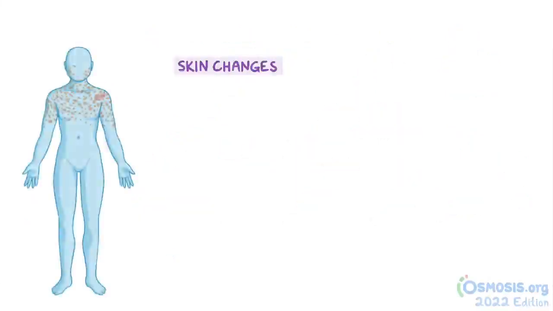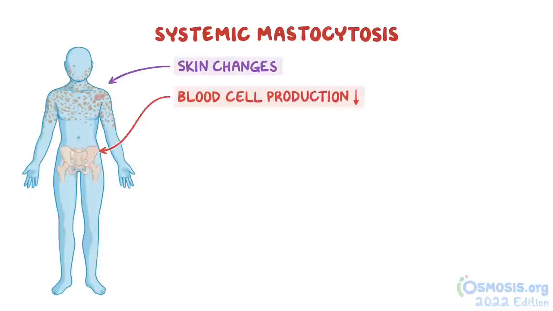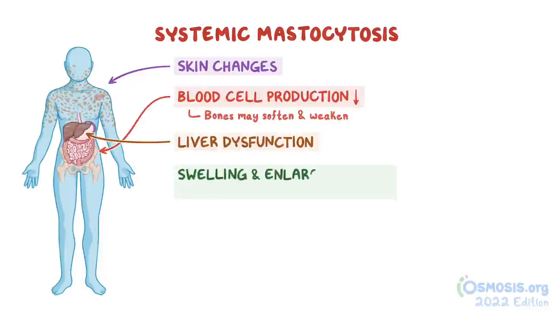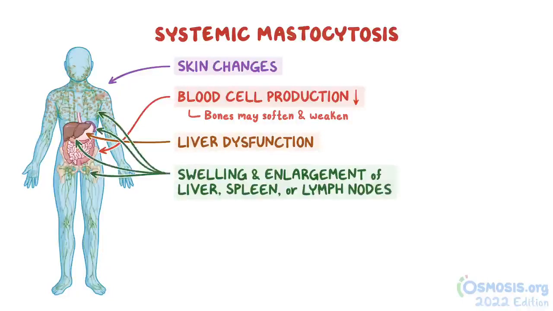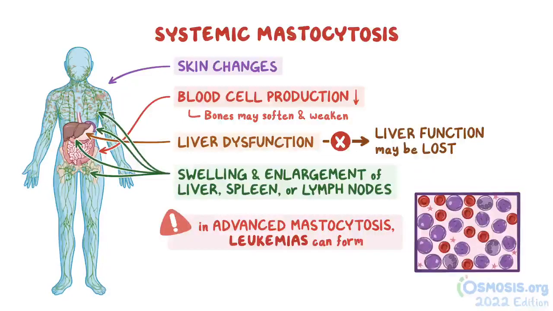Some skin changes may be present in systemic mastocytosis, but these forms also involve dysfunction in other tissues. Blood cell production in the bone marrow may decrease, and bones may soften and weaken. In addition to liver dysfunction, swelling or enlargement of the liver, spleen, or lymph nodes may occur. In aggressive systemic mastocytosis, liver function may be lost, and in advanced mastocytosis, other blood disorders such as leukemias can form.